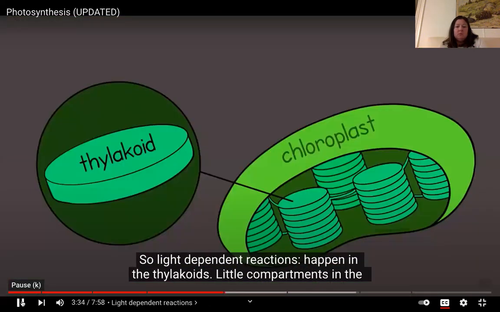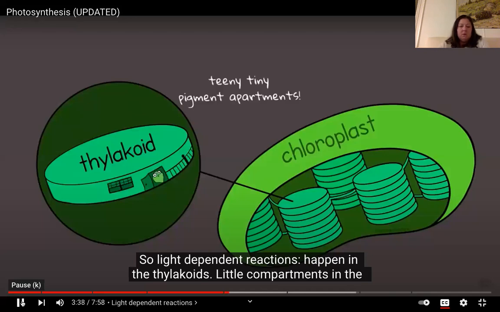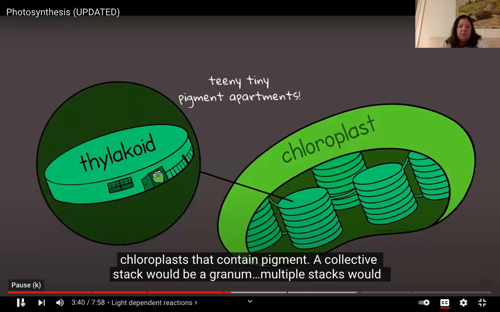So, light-dependent reactions happen in the thylakoids, little compartments in the chloroplast that contain pigment. Okay, so we have the thylakoid. I'm going to erase. Bryson, will you hand me a paper towel, please, to erase quickly? It doesn't have to be wet, just quickly.